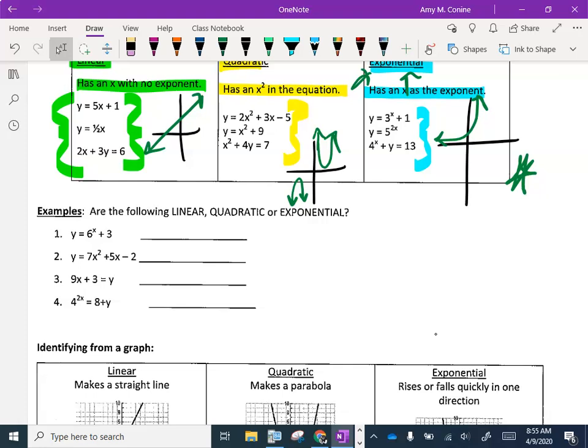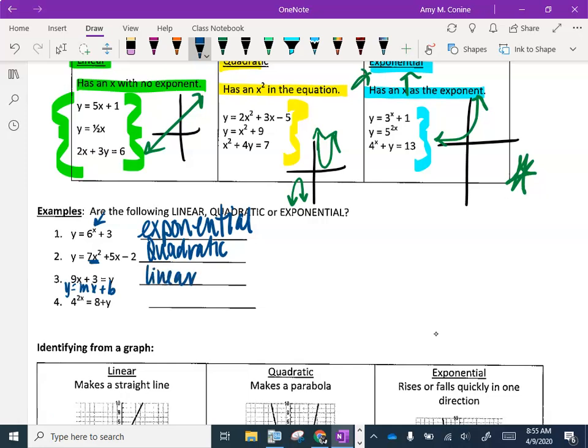So are they linear, quadratic, or exponential? So for the first one, x is in your exponent, which means you're going to have an exponential. Okay. For number 2, you have an x squared. Okay, and that characteristic is only of quadratics. For number 3, you have no exponents. This is your slope-intercept form, it's just backwards. So this would be linear.